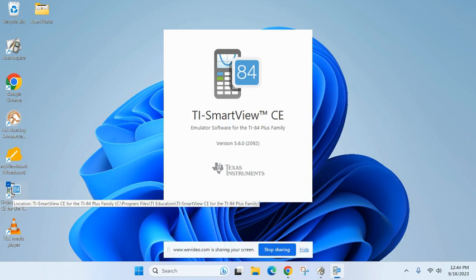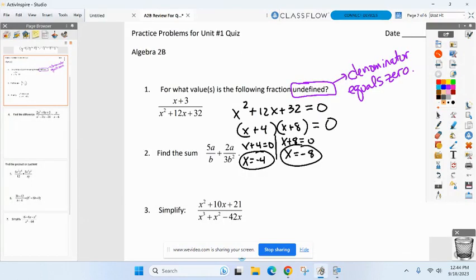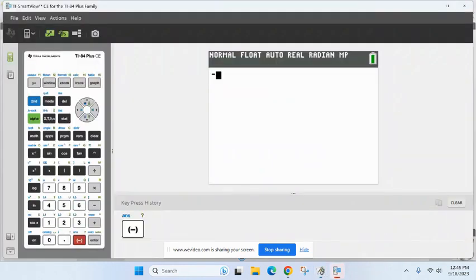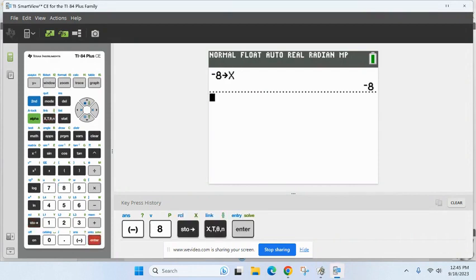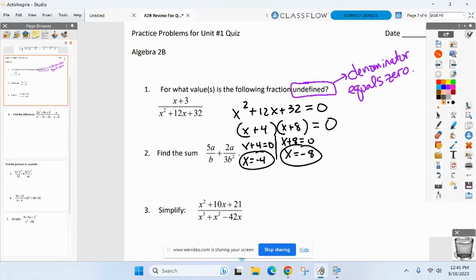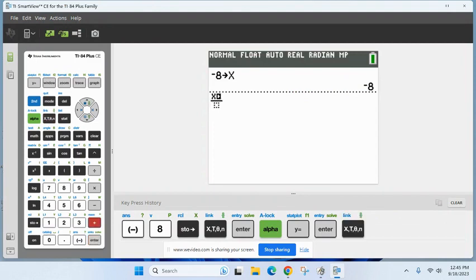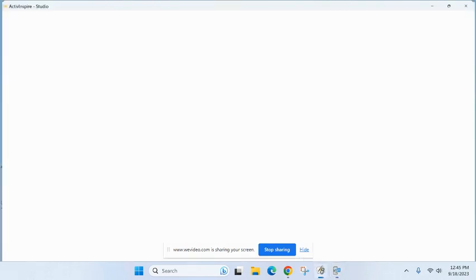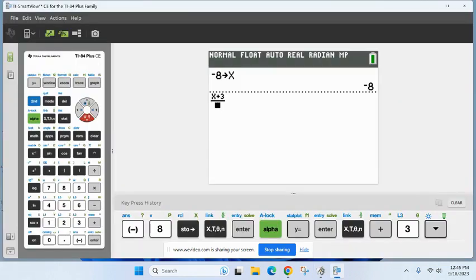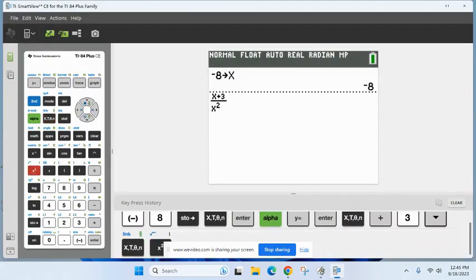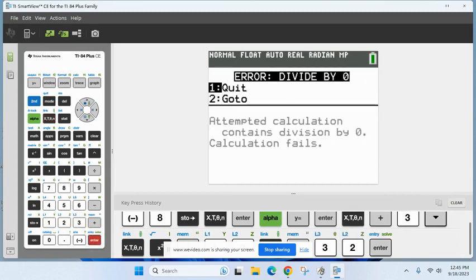Once you have it stored, go back to the original problem and type in the entire fraction. Your calculator should give you an error if that actually makes it undefined. So negative 8, store it in for X. And then we'll type in the entire fraction: X plus 3 over X squared plus 12X plus 32, and yep, I'm good.